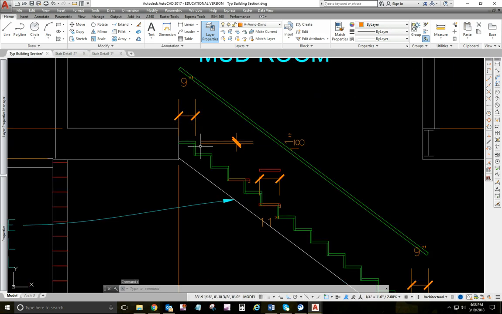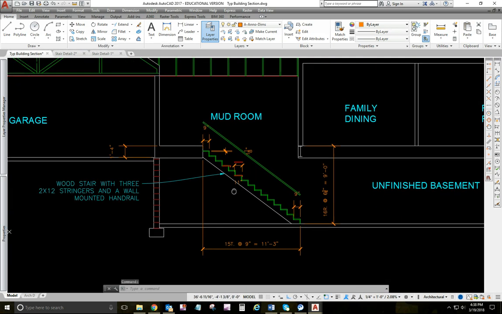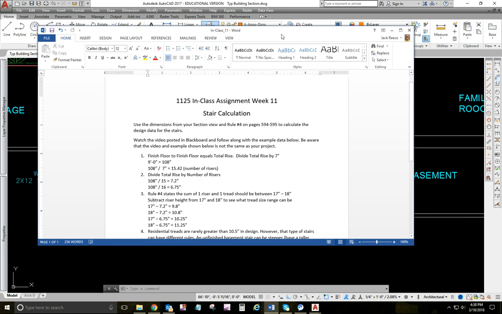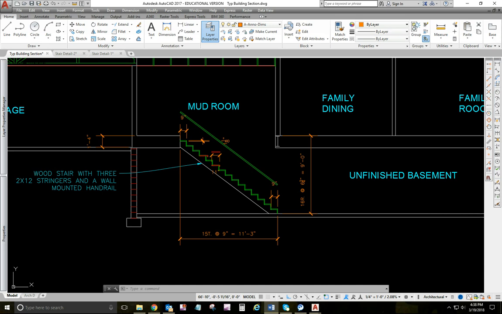Okay, so back to how we're going to calculate this thing. You need the handout in class, okay? And your book may be useful too. So we start with our total rise, which is finished floor to finished floor. In my example here, it's 9 feet. 9 feet equals 108 inches.